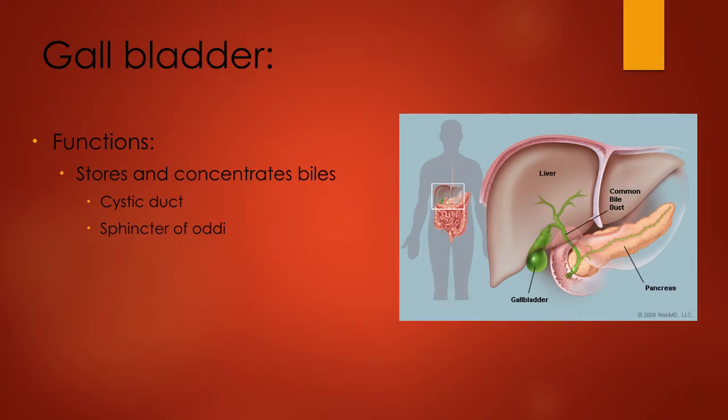The gallbladder's function is storing and concentrating bile. It includes the cystic duct, which connects the gallbladder to the common bile duct, and the sphincter of Oddi, which regulates the flow of bile and pancreatic juice into the small intestine.